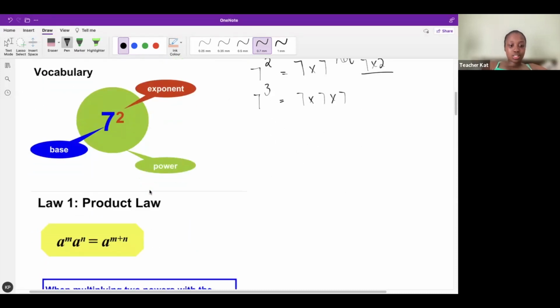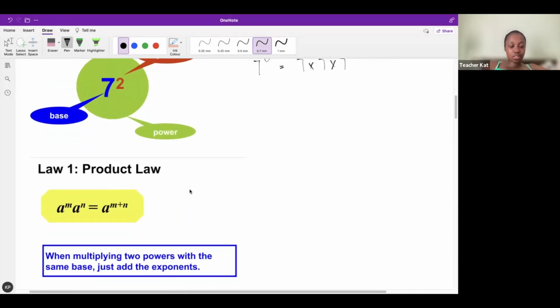So let's get started. This is the law we are starting with today. It's called the product law. What does product mean? We should all know what the word product means. If I say find the product of 2 and 3, what am I actually saying to you? Anyone? Product means what? Multiply. Thank you, Kirani. It means we are multiplying.